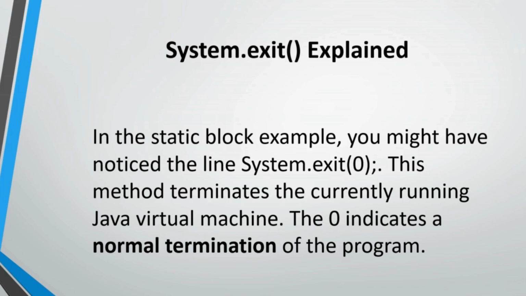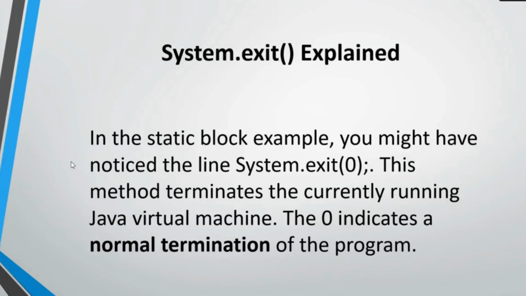Let us check our next point, which is System.exit. Okay, so you might have noticed the line System.exit in the static block, right? This method terminates the currently running Java Virtual Machine. The zero indicates a normal termination of the program. Without System.exit, the program would continue looking for the main method after the static block completes, right? So it will lead us to an error. But with this call, we tell the JVM that that's it. We are done here, and you can now exit the system.